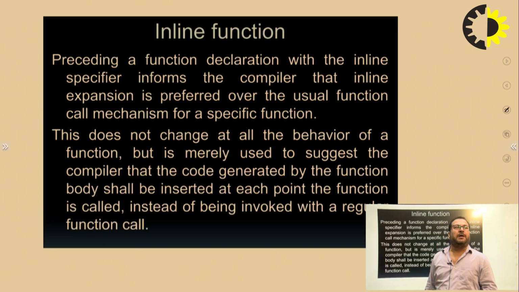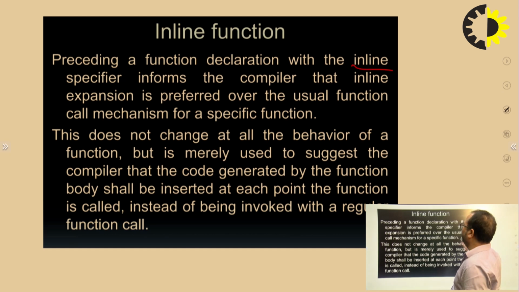Preceding a function declaration with the inline specifier informs the compiler that inline expansion is preferred over the usual function call mechanism for a specific function. This does not change the behavior of a function at all, but is merely used to suggest to the compiler that the code generated by the function body shall be inserted at each point the function is called, instead of being invoked with a regular function call.